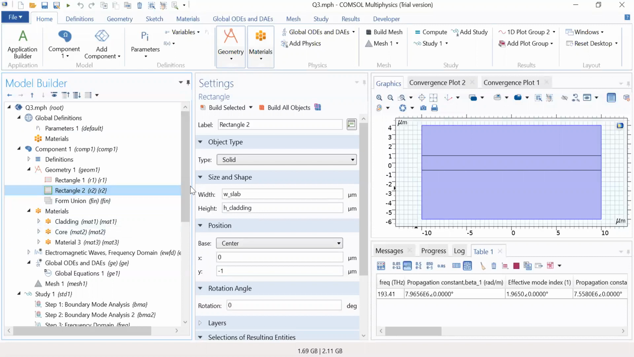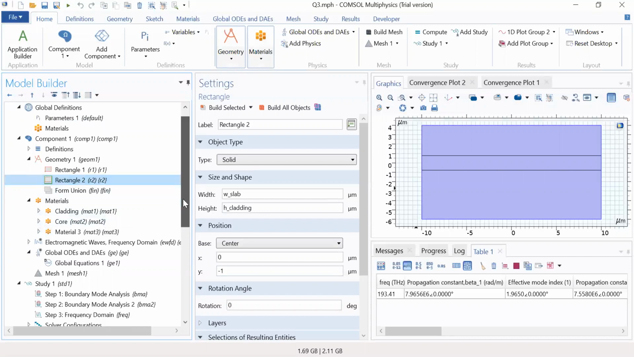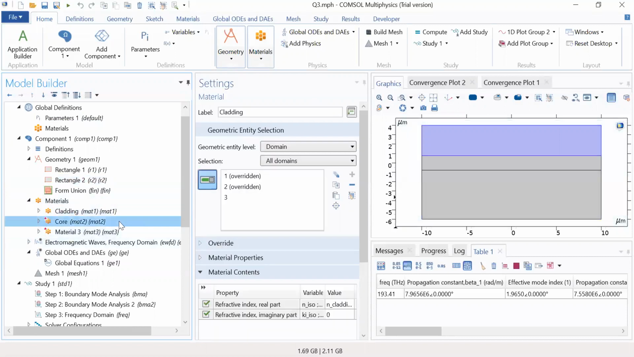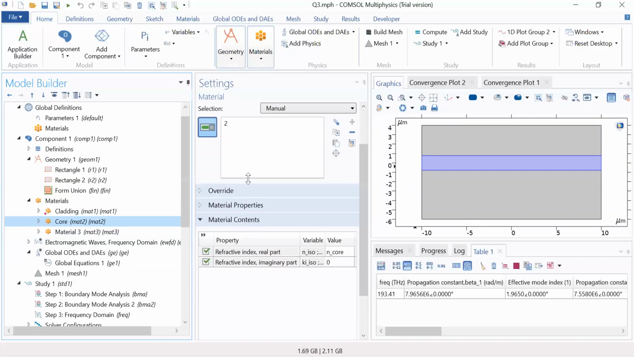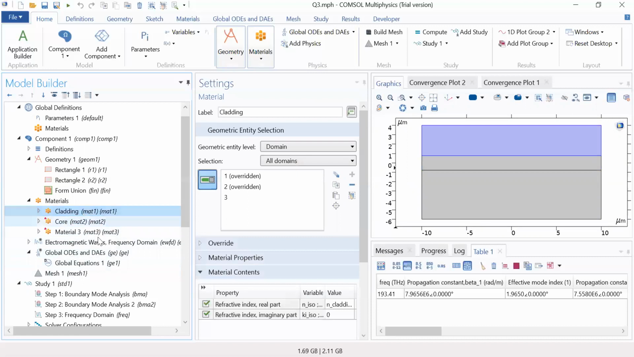Now I'm going to define the properties of the different regions of this layout using the material region. We start with the core. Using this core region, first I mark the core region. The core region is in the second domain, and similarly I define the value as I did in the symmetric waveguide. Then I go for the cladding.